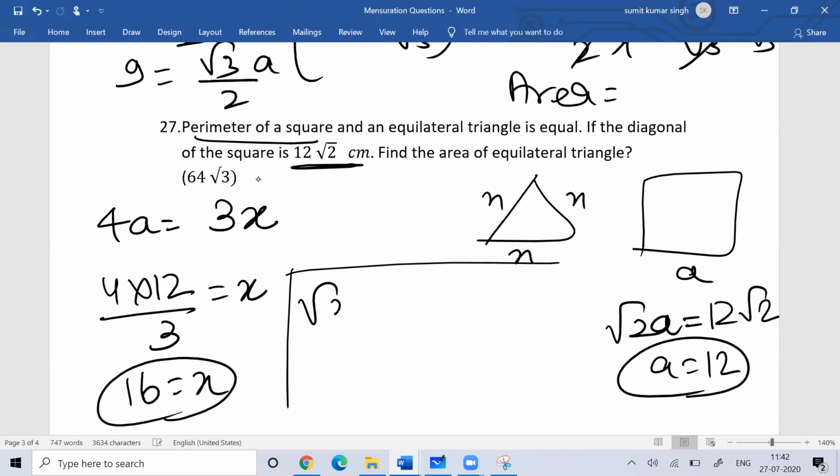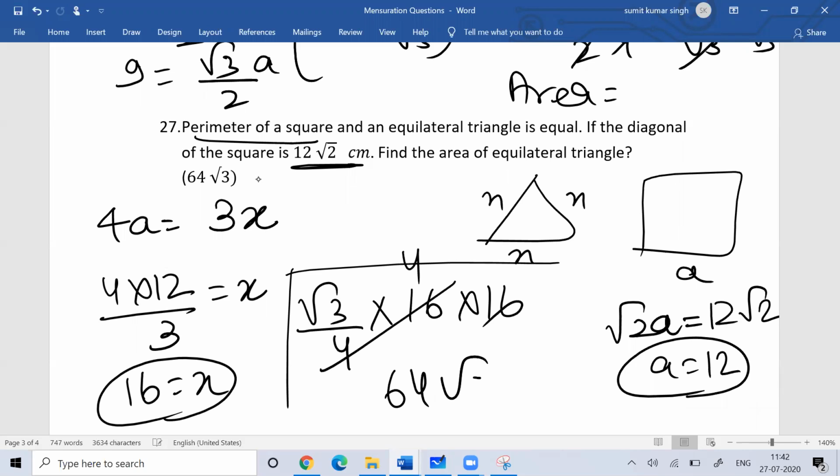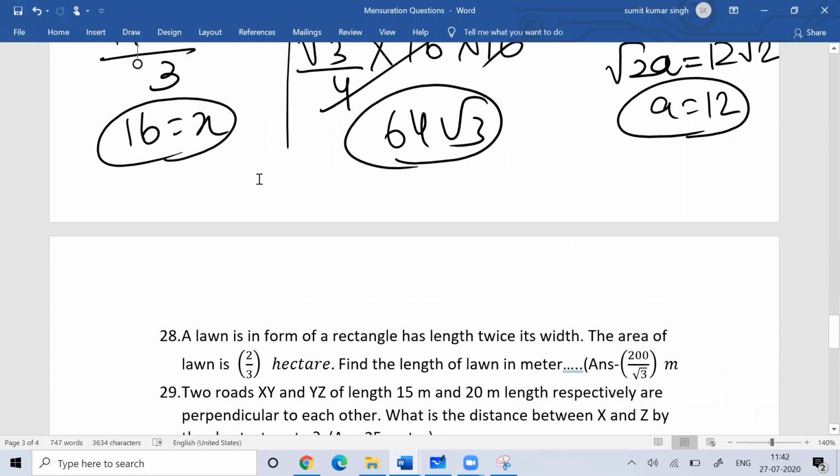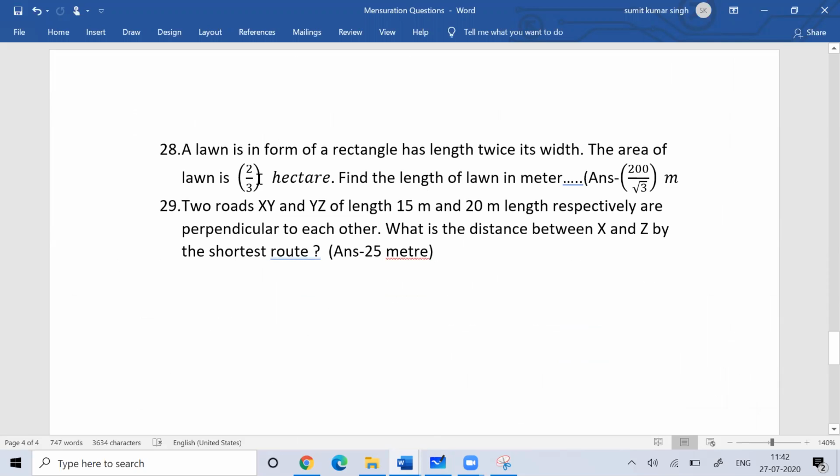What would be its area? Root 3 by 4 a square means 16 into 16. This is 4, so 64 root 3. That would be its area. Fine. Simple formula. Again we are using the same kind of calculation, not at all anything different.